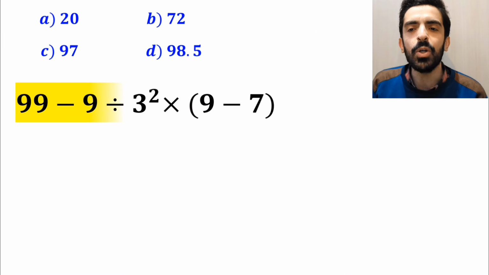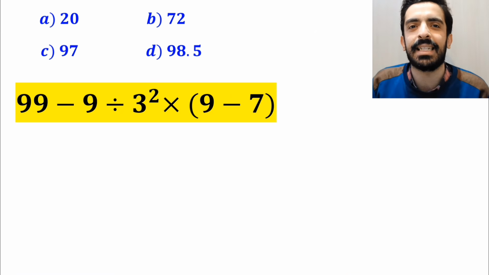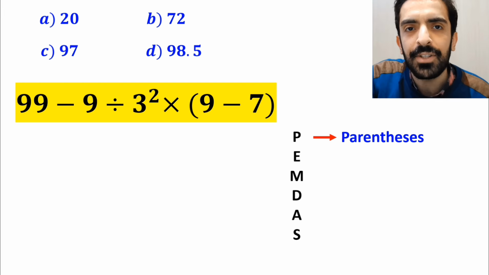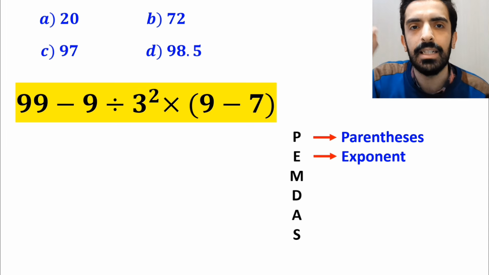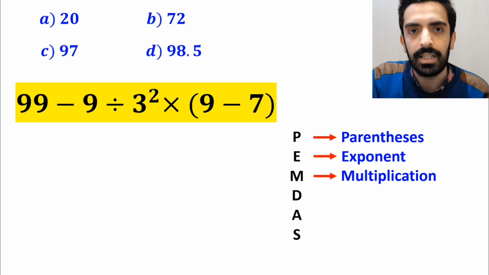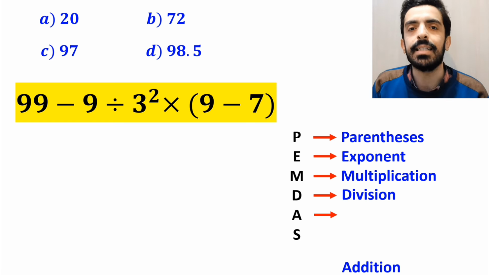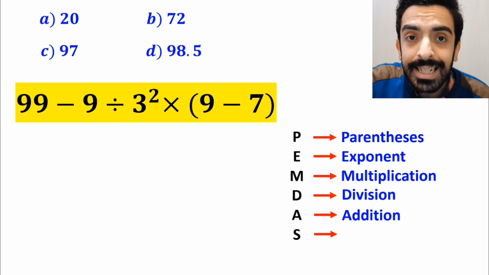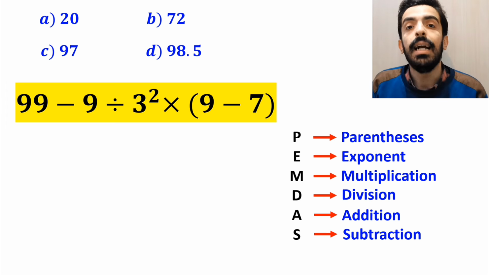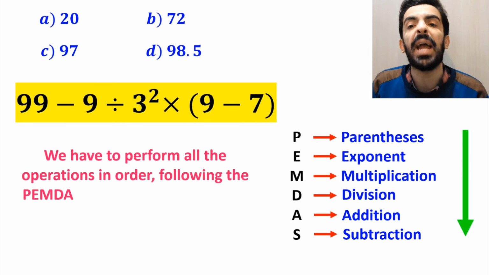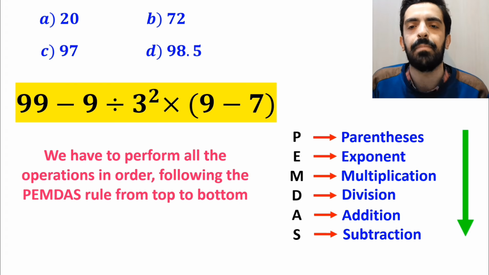Alright, now let me show you how to solve this expression correctly. To solve this problem, we must follow the PEMDAS rule. In this rule, P stands for parentheses, E stands for exponent, M stands for multiplication, D stands for division, A stands for addition, and S stands for subtraction. It means that we have to perform all the operations in order following the PEMDAS rule from top to bottom.